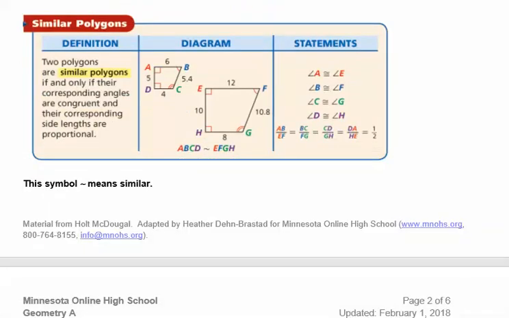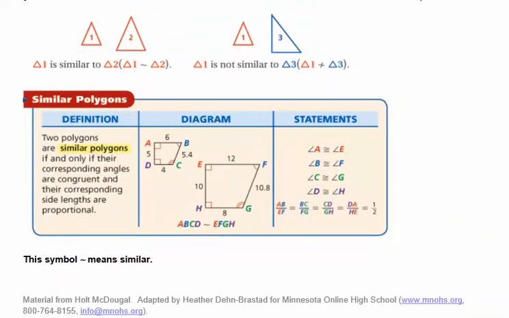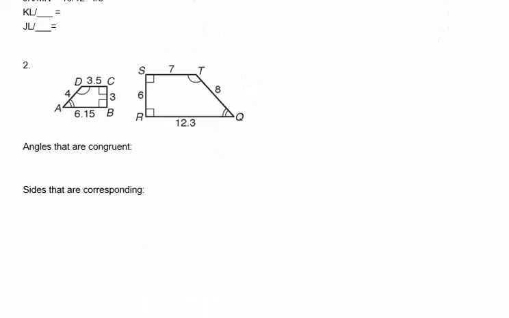So there's all that information you can find. There's a definition here that goes through another example of that. In the first problem, it says to identify the other pairs of congruent angles and corresponding sides. Some of those are given, and some you'll find. I think I'm going to do number 2 with you.